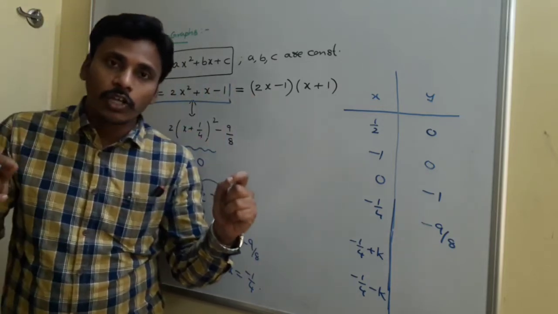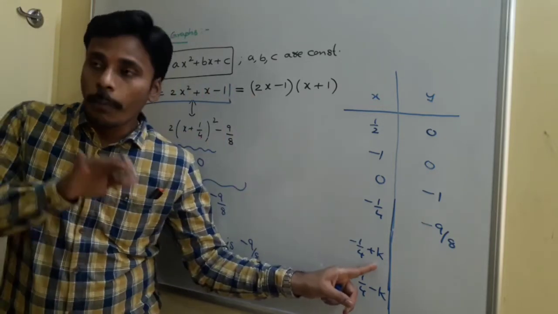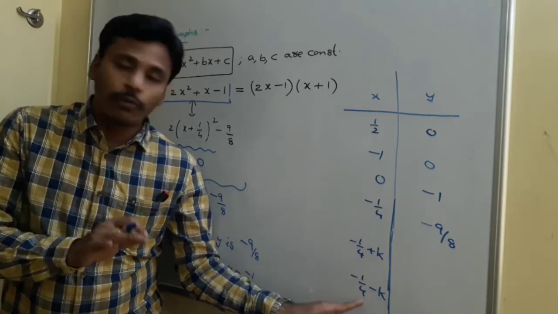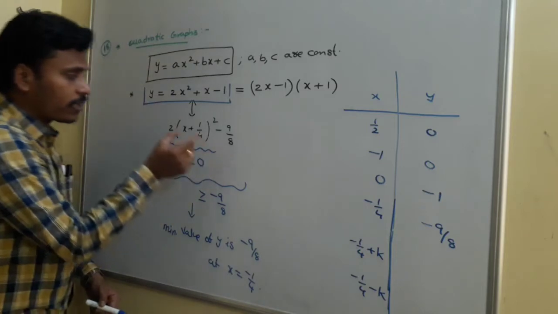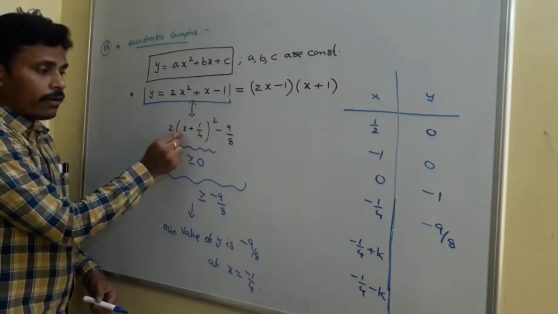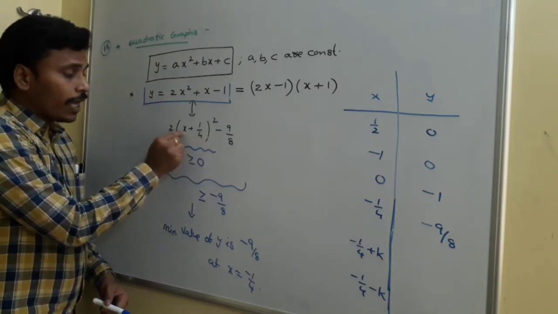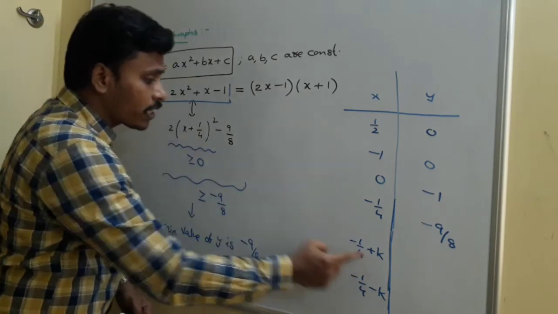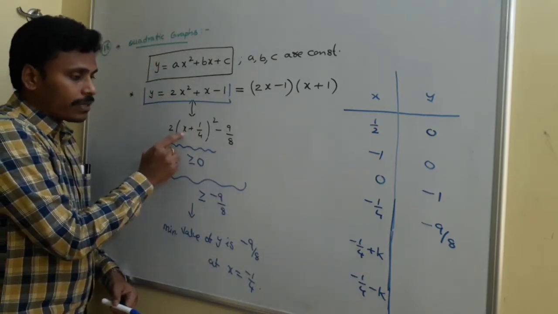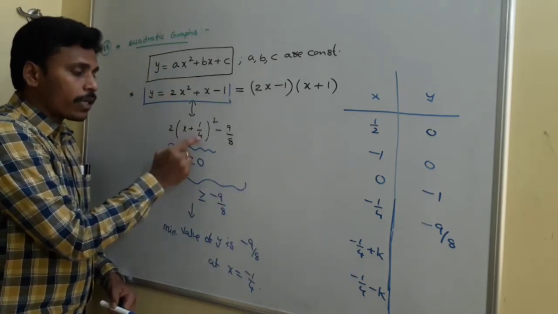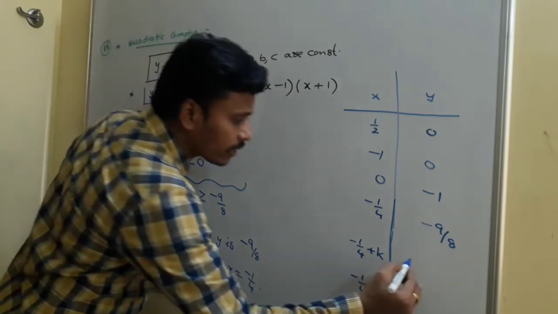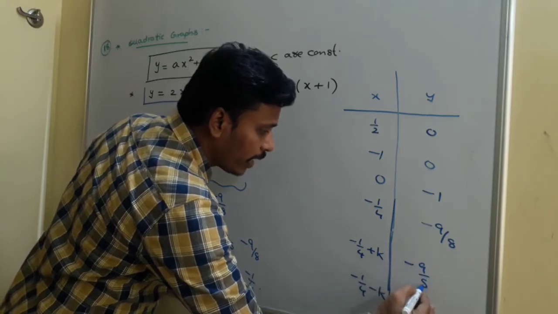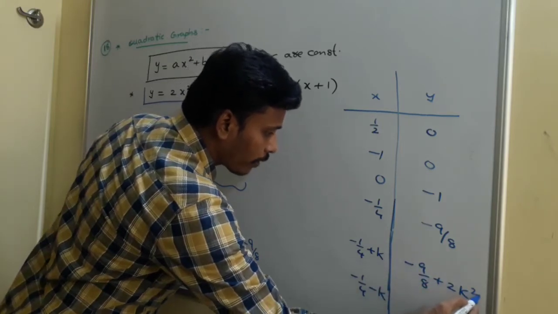Then the two numbers on the number line are minus 1 by 4 plus k if you move rightward, and minus 1 by 4 minus k if you move leftward. Replace this x with minus 1 by 4 plus k. If you replace like that, minus 1 by 4 and plus 1 by 4 will get cancelled. You are left with k here, and the result is minus 9 by 8 plus 2k square.